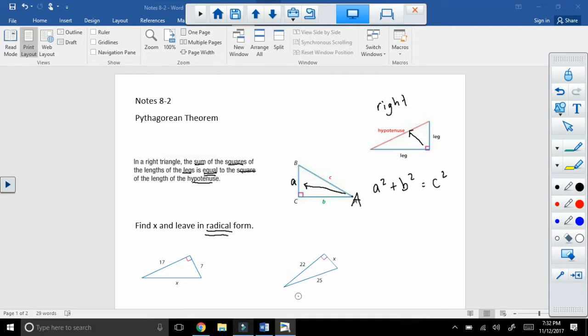The biggest difference between this and what we've done in the past is that the directions for these will ask for the exact answer, and when we give the exact answer, we want to make sure that it's written in radical form. So that is a little bit of a difference. We're not just going to be rounding these off.